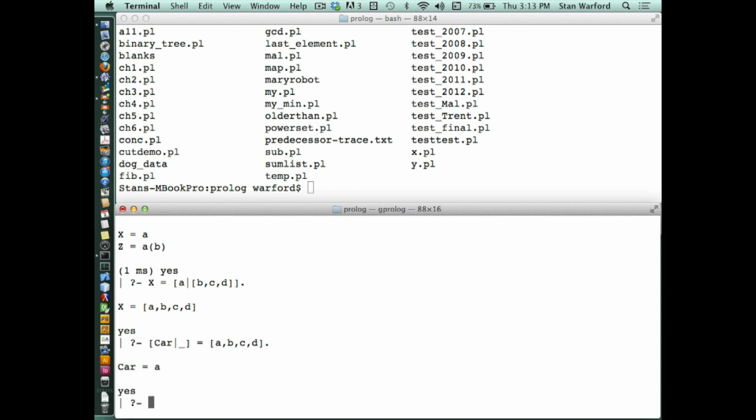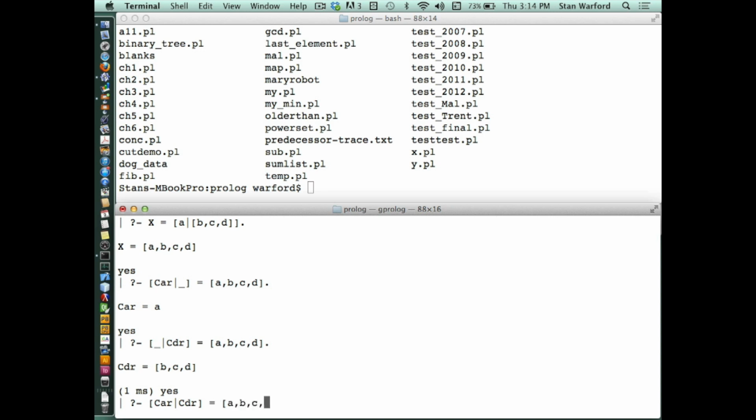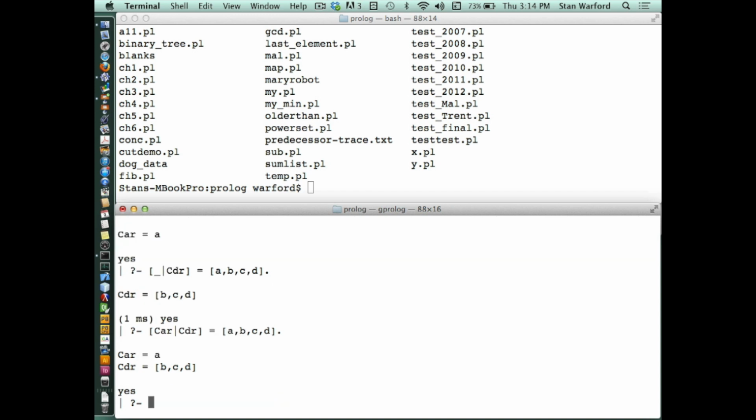Okay, and how would you extract the cutter? You would say match anything, and then ask for the cutter, CDR, all right? And if we have the list A, B, C, D, then what is this going to be? Yeah, for the cutter, right? And of course, there's nothing to prevent you from extracting both the car and the cutter. So you could say car, cutter, match A, B, C, D. And that's how they get matched.